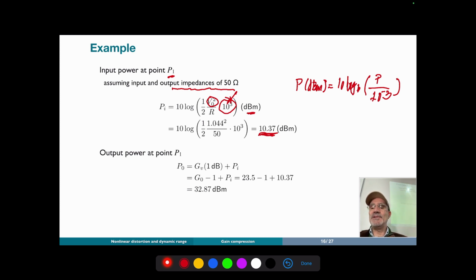And the output power is obviously the input power, P sub I, minus 1 times the gain, the linear gain. Okay? And so it's 32.9, or 33 dBm output power.